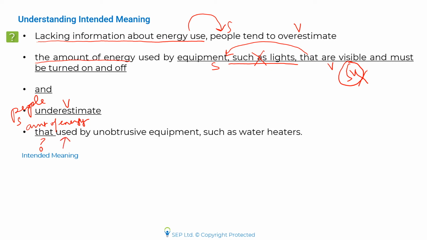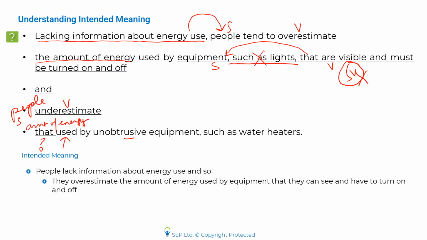Used by unobtrusive equipment. Okay, so earlier we had amount of energy used by visible equipment. This time we are talking about underestimating the amount of energy used by unnoticeable equipment such as water heaters. You can kind of get the picture. We can see the light as we enter the room, we can see the fans, and we know that we need to switch it on and off, and so we think that they are consuming a lot of energy. But when you switch on the water heater in the bathroom, you probably never think how much energy it is consuming, because you're not really looking at it directly all the time.